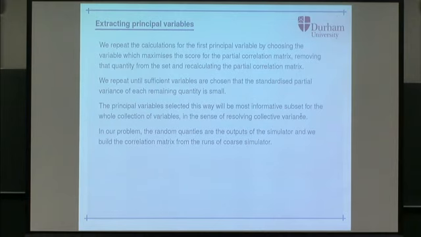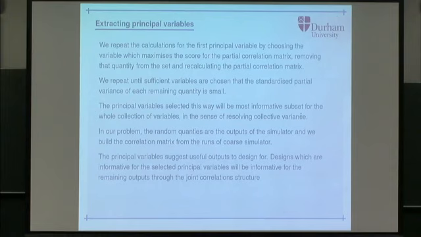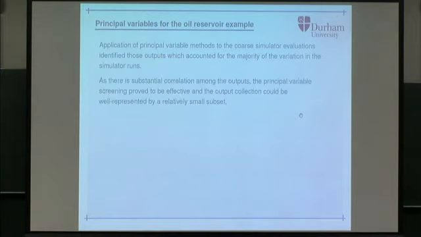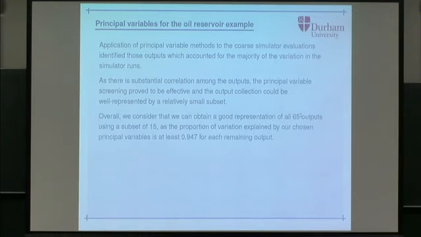Okay? So in our example, we take many runs of the simulator, we build the correlation matrix, and we design principal variables from that. So what happens when we do it for the reservoir example? We are going to identify a bunch of outputs. There is a lot of correlation in the outputs. So in fact, we take the 65 we started with and we boil it down to 15, and each one of them basically accounts for 95% of the variation in everything else. So we have things which hopefully we can design for, and that's quite a big reduction.